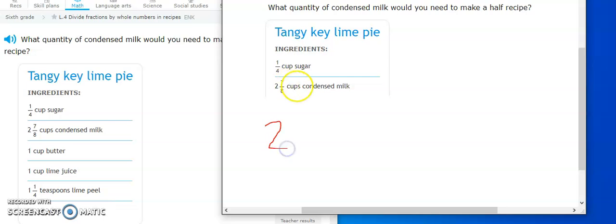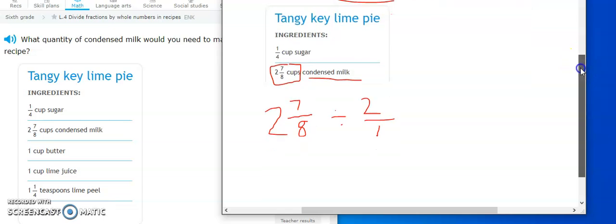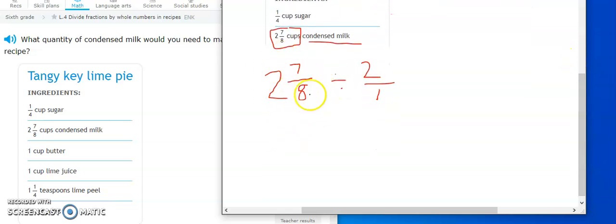So what quantity of condensed milk would you need to make half a recipe? This time I need to know about my condensed milk, and it's 2 7/8 of a cup. I don't need to worry about my unit right now because my answers are in cups. Okay, and I'm dividing that by half, so I'm dividing it by 2. Remember, when I divide by a whole number, it's the same as dividing by 2/1. This one is a little bit different than the last one because I have an improper fraction that I need to convert. I need to first change it to a mixed number.